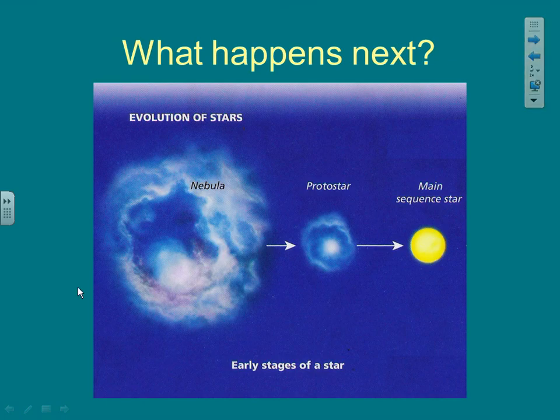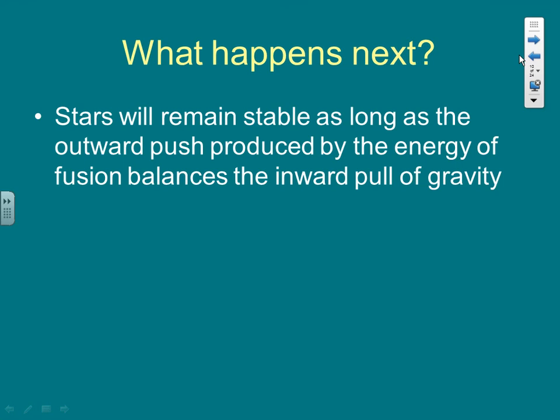So we got this big nebula, gravity pulls it together, we start fusion, gravity pulls, fusion pushes, we end up with this nice main sequence star. What happens next is really determined, again, by how much mass this star has. Stars remain stable as long as the outward push by the energy of fusion balances the inward pull of gravity. Okay? We've got to have that balance to have a star remain stable.